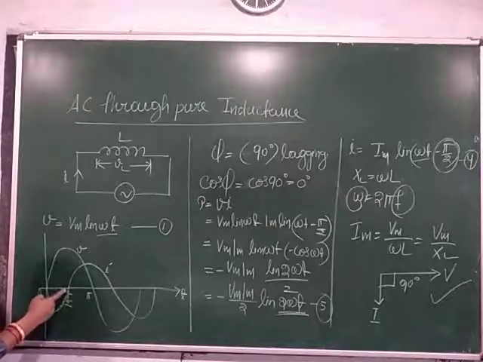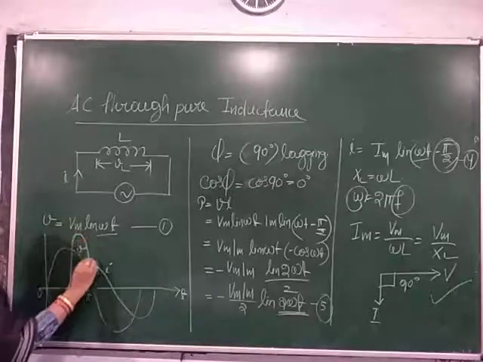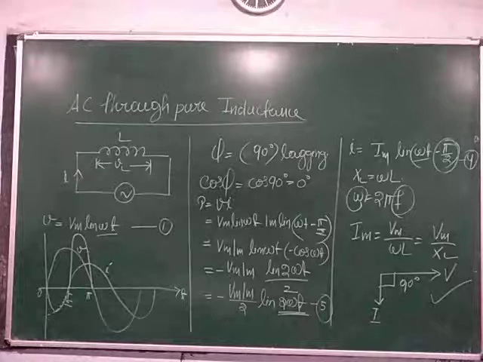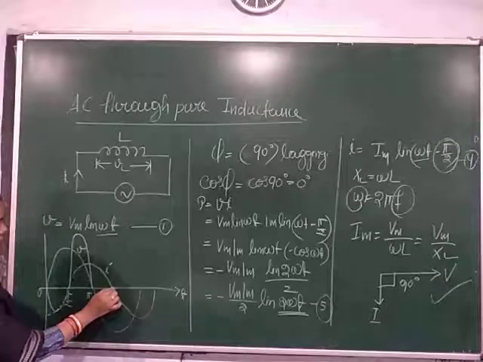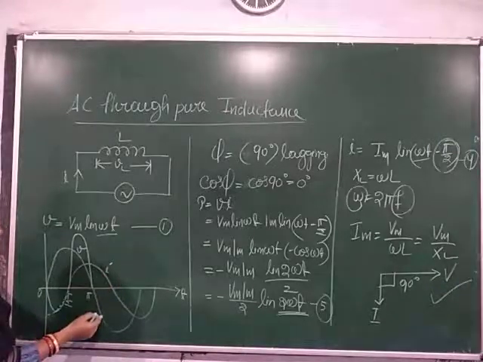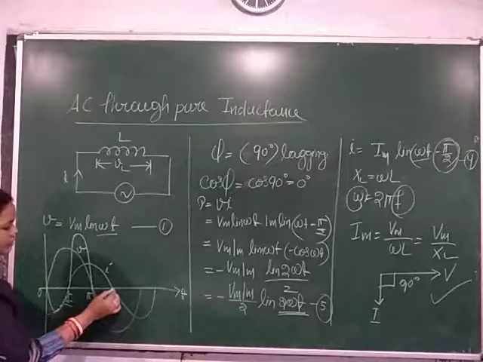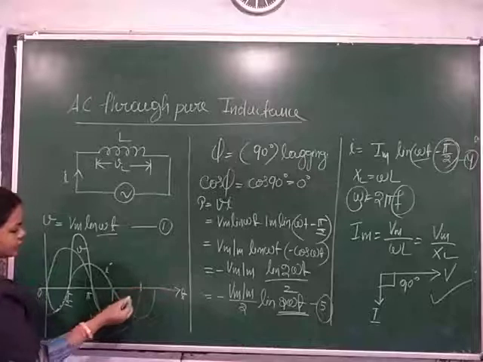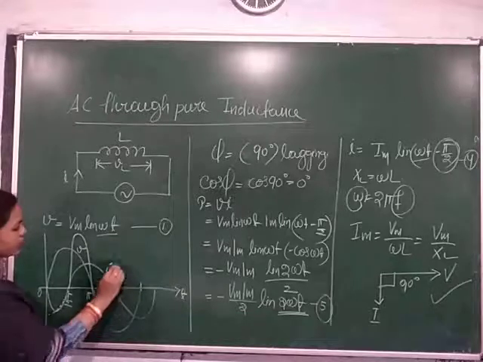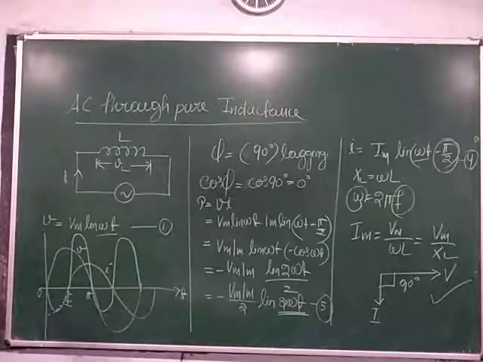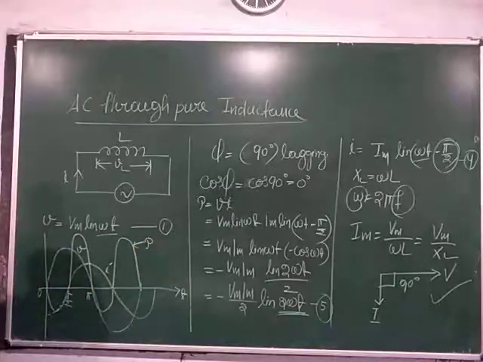Then during 90 degree to 180 degree, both voltage and current are positive. So you get a positive waveform. Again during 180 degree to 270 degree, when current is positive, voltage is negative, so the waveform is negative. And 270 degree to 360 degree, both voltage waveform and current waveform are negative, so the power waveform is positive. Clear? And this is the waveform for instantaneous power.